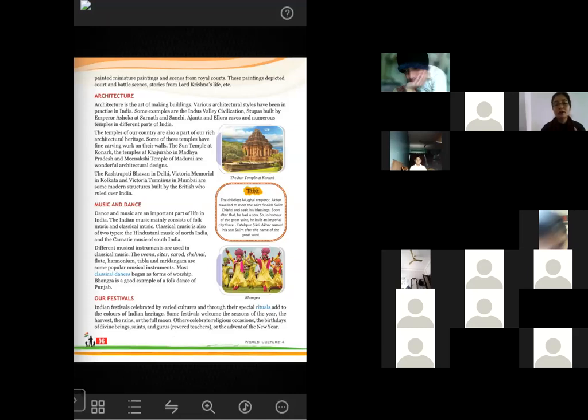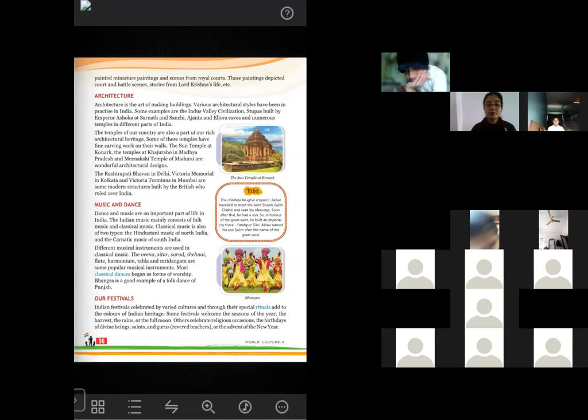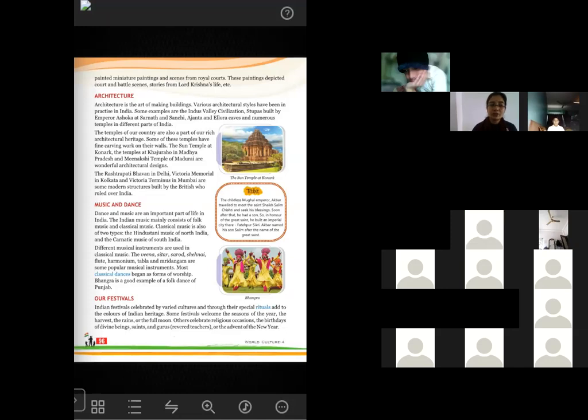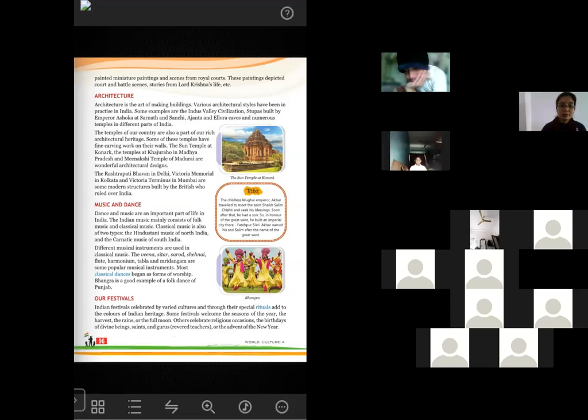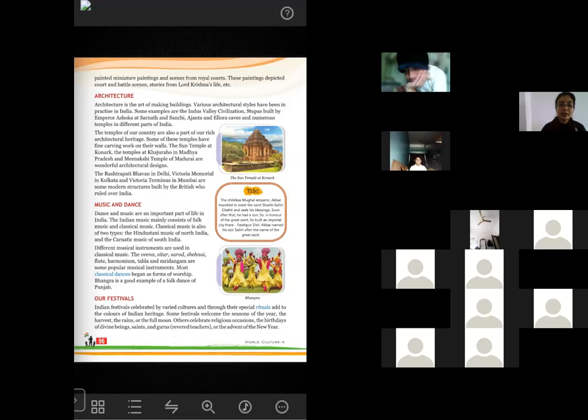You will see that the temples in different parts of India are completely different in size and shape. So this architectural feature also differs with the different parts of India. The temples of our country are part of our rich architectural heritage. Some of these temples have fine carving work on their walls: the Sun Temple at Konark, the temples at Khajuraho in Madhya Pradesh, and the Meenakshi temple of Madurai. They are wonderful architectural designs.